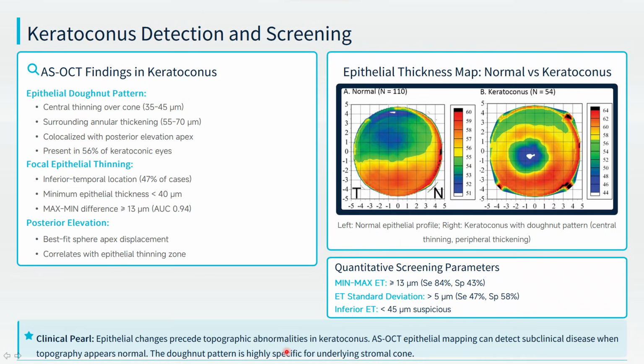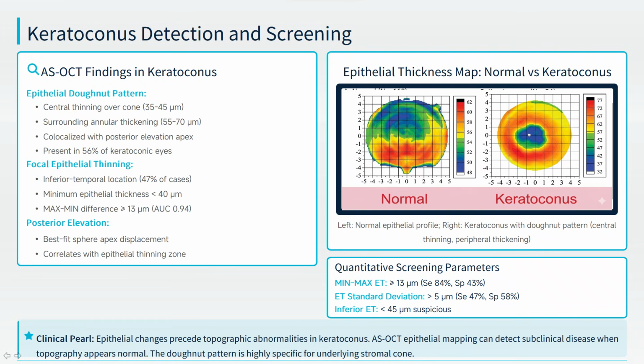And not only the pattern, we have to look also to the thinnest point of the epithelium. If you find a point in the cornea less than 40 micron, this is also suspicious. Or you find a difference between the thinnest point of the epithelium and the thickest epithelium of more than 13 micrometer, this is also suspicious.